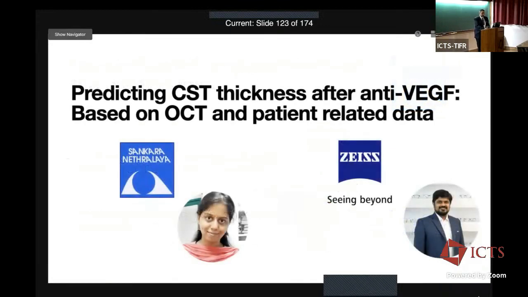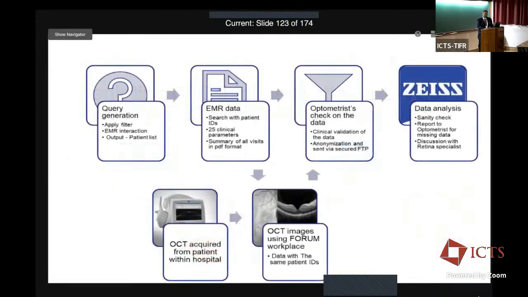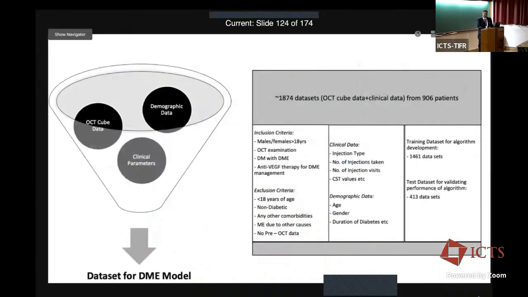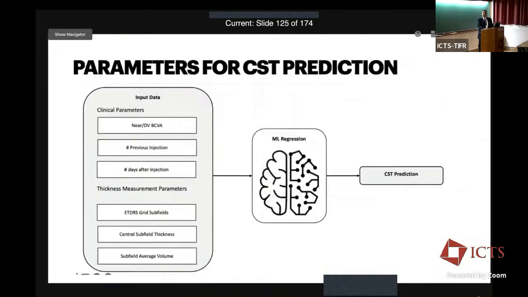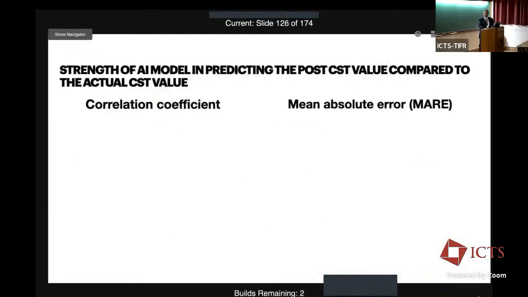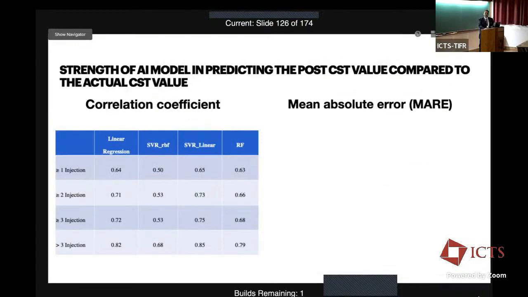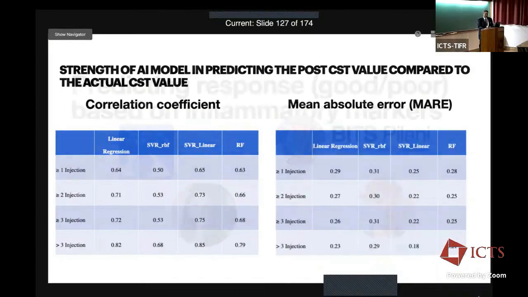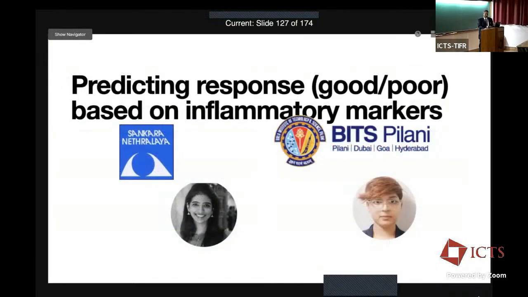This was the work with Zeiss, and we have trained an algorithm where we can put in all the factors, patient-related factors like vision, previous number of injections, days after injections, and we use the OCT data. Based on that, it can reasonably well predict whether the edema will resolve, and what the post-injection thickness will be.